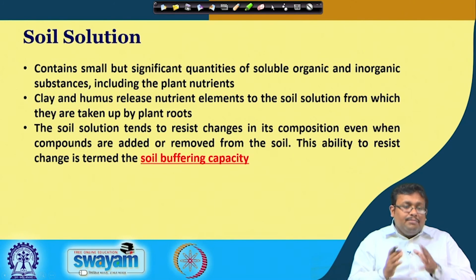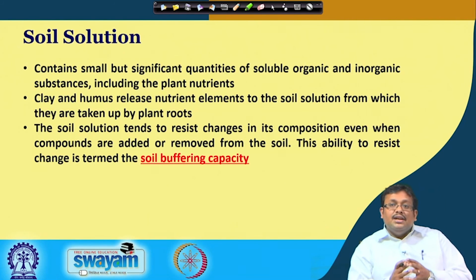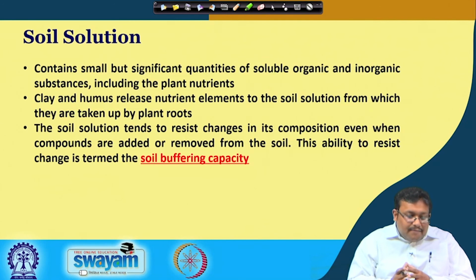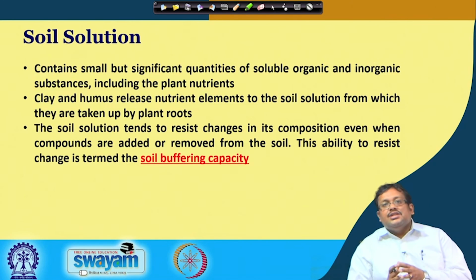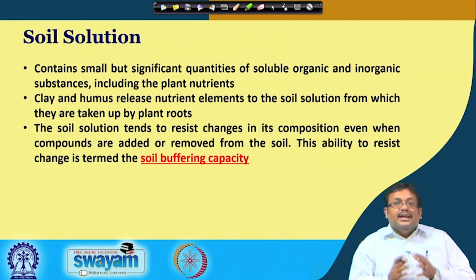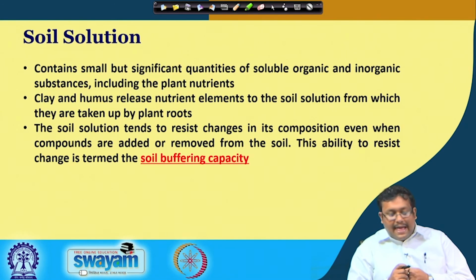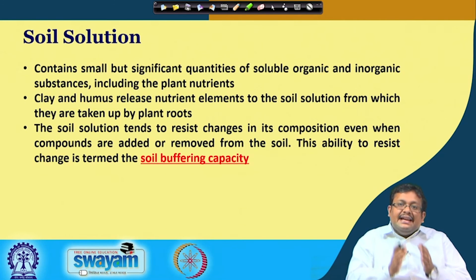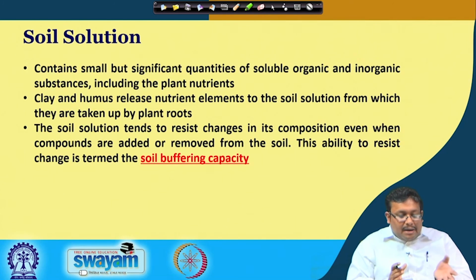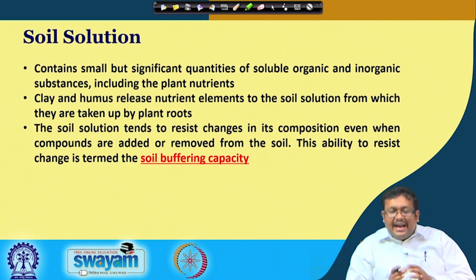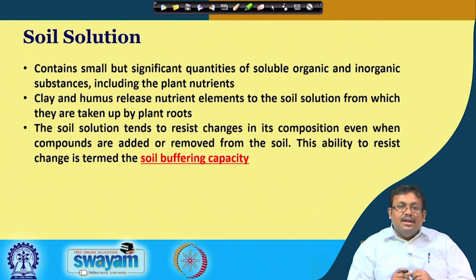Another important term is soil solution. Soil solution is another name of soil water because it contains significant quantities of soluble organic and inorganic substances, including the plant nutrients, and clay and humus release the nutrient elements to the soil solution from which the plants uptake those nutrients. The soil solution tends to resist any change in its composition even when compounds are added or removed from the soil, and this ability is termed the soil buffering capacity, which is very important, and we will discuss this term later in details.